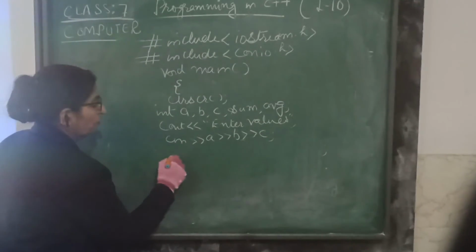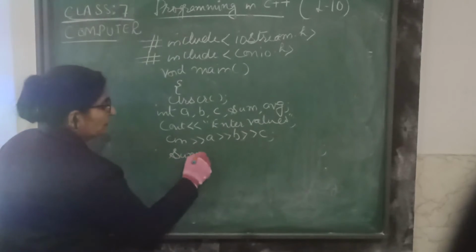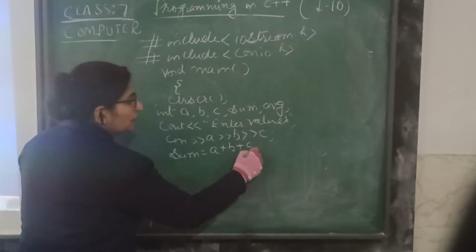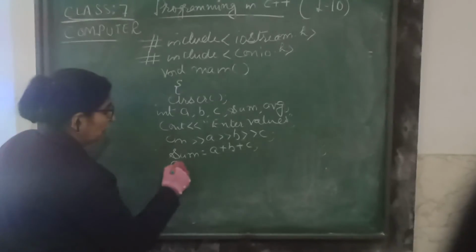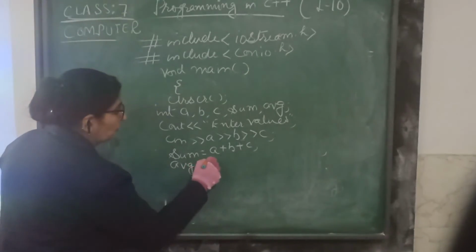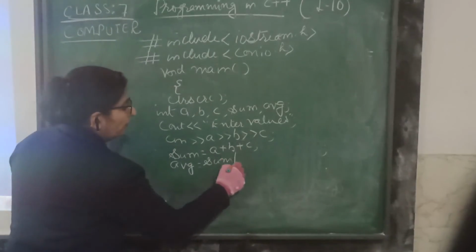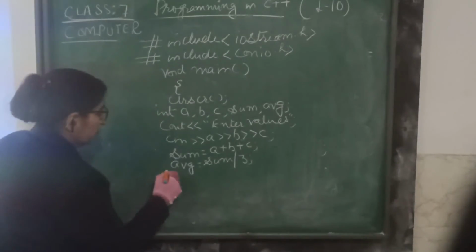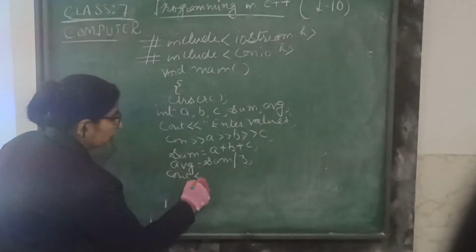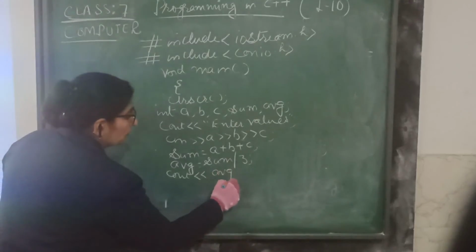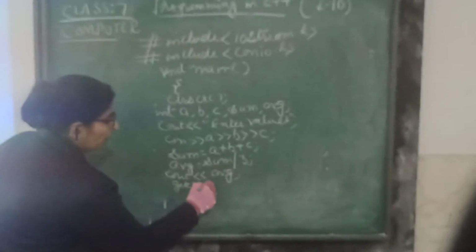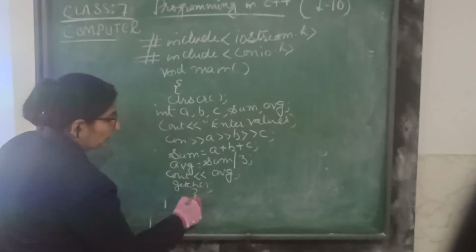After taking the values, find the sum. Sum is equal to A plus B plus C. To find the average, here we write average is equal to sum divided by 3. The last statement is again cout and cin. Cout average, and here we write getch and curly bracket close.